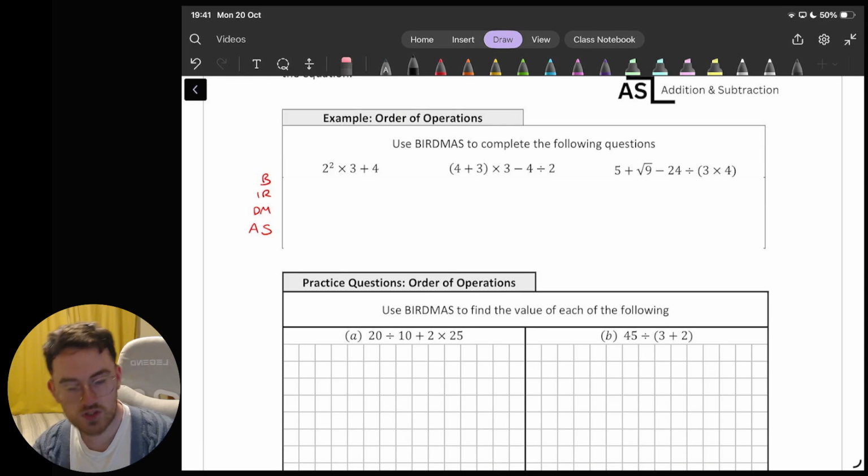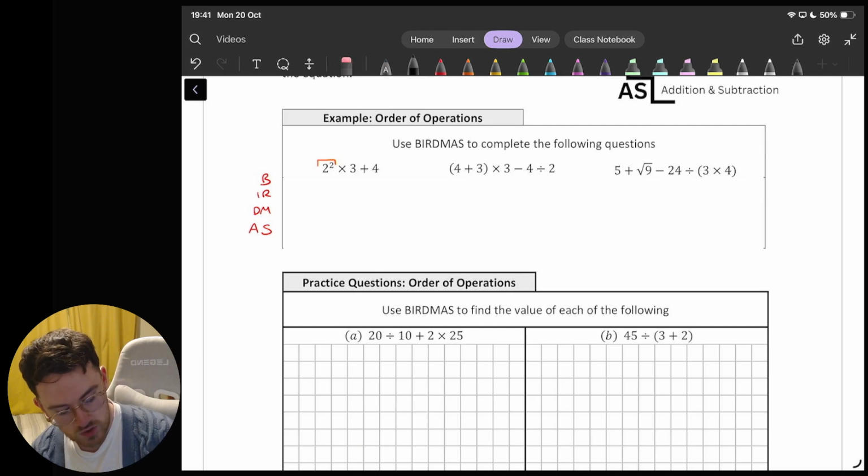So let's start with the first one. First one, I look for brackets. I don't have any brackets. The next thing would be to look for any indices or roots. I do have indices here. So indices means powers. So in this one, we do have 2 to the power of 2. That means 2 multiplied by itself twice. So 2 by 2, which is 4. So we have 4 times 3 plus 4. So that is the only sum I am going to do on that line.